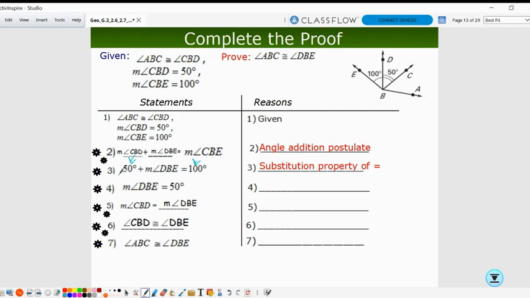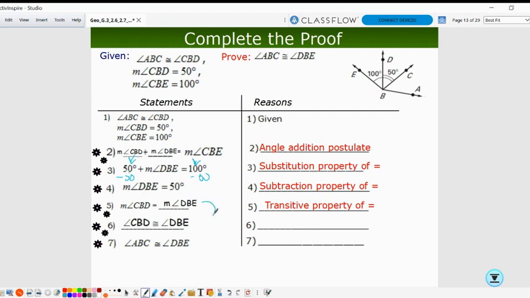Next, I'm doing some algebra. I'm subtracting 50 degrees from both sides. So that's using your subtraction property of equality. Now we're saying that CBD is equal to the measure of DBE. This is your transitive property of equality. Up here we said the measure of CBD was 50, and 50 is the measure of DBE, therefore CBD is equal to DBE.